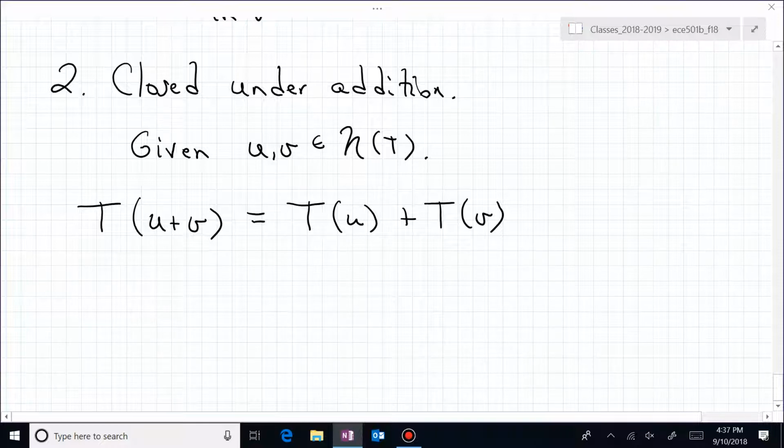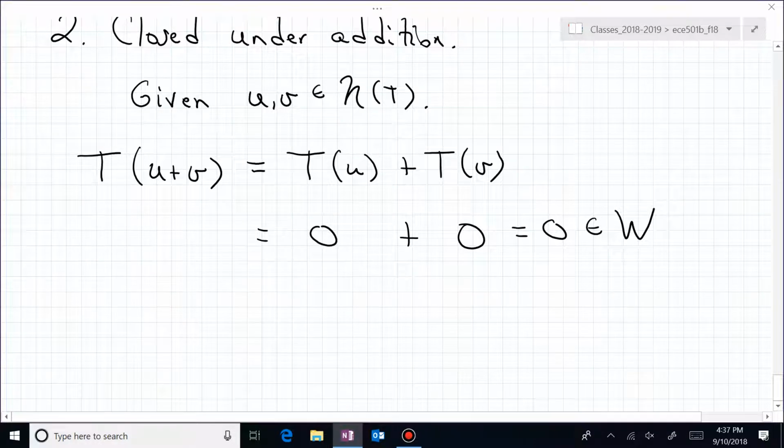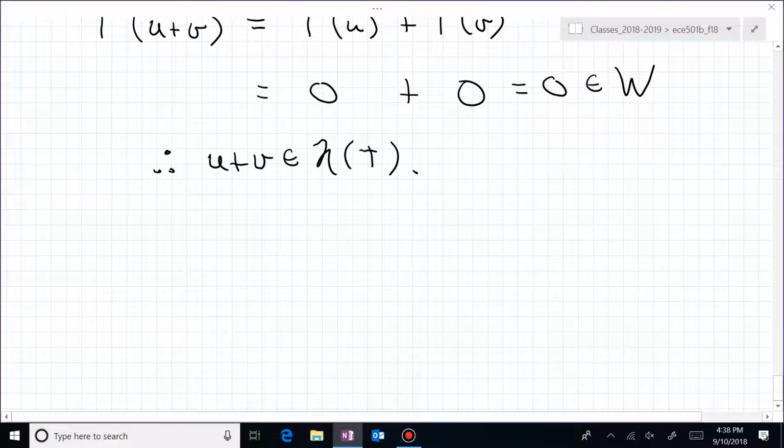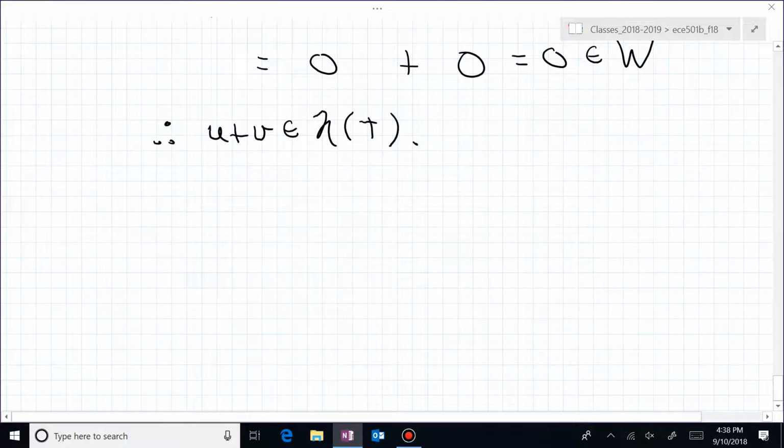Well, I assumed that u was in the null space, and I assumed that v was in the null space. I now know what's on the right-hand side. I now know that this is 0 plus 0, which is 0, which is an element of W, and now I know that the sum of u plus v is in the null space, because that vector mapped to the 0 vector in W. Therefore, u plus v is in the null space of T. And there is a verification because I arbitrarily picked u and v from the null space. I didn't pick specific ones. I said assume u and v belong to the null space. Now it could be any u and any v in the null space, and their sum maps to the null space of T.